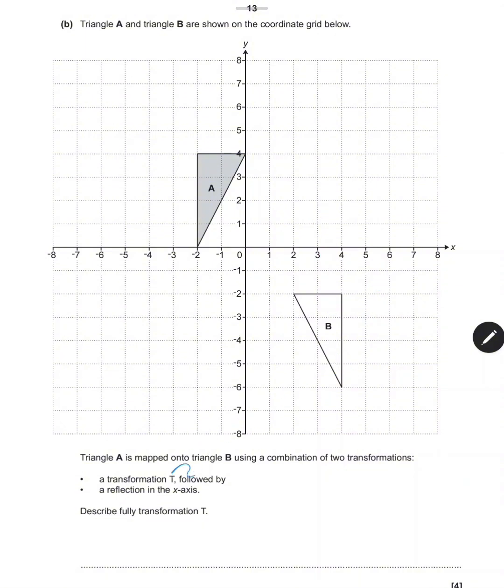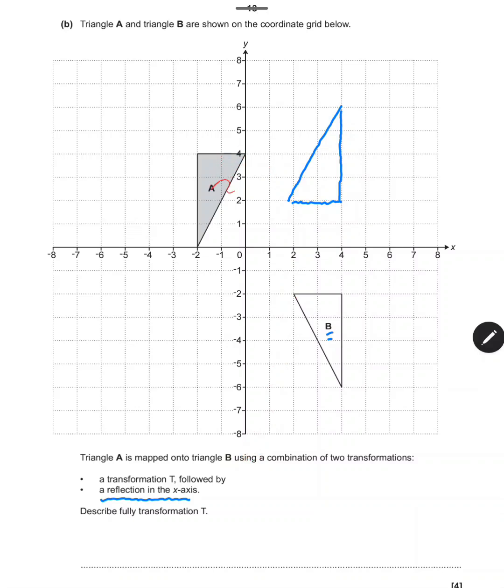And part B of this question, we've got A to B in terms of something's happened. And we know that there's been a reflection in the x-axis. What we don't know is the initial transformation that happened to A. So what I'm going to do is say, well, if there was a reflection in the x-axis to get to B, let's undo that reflection. What I'm going to do is just reflect the triangle in the x-axis. And what we'll get is that. So that is a reflection in the x-axis.